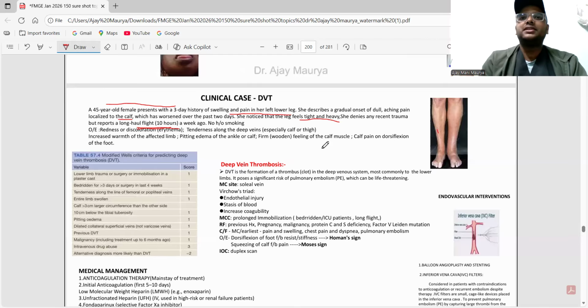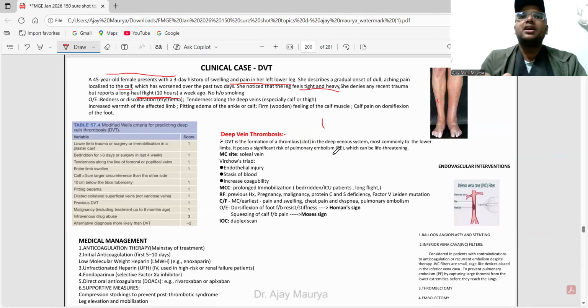Long flight journey, bedridden patient, or any orthopedic surgeries or bone surgeries. These are the most common causes of deep vein thrombosis. You just have to know how to diagnose that. That's it. For DVT, the most common site is the soleal vein.